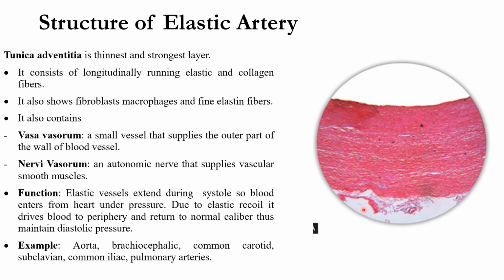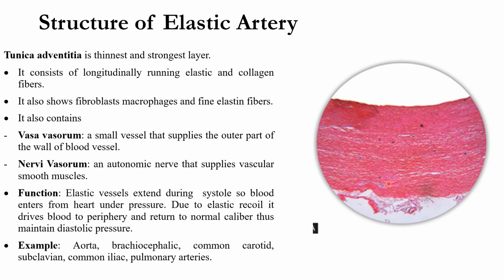And here we should know two structures, vasa vasorum and nervi vasorum. Vasa vasorum are the minute or small blood vessels which supply the walls of large blood vessels like aorta. So in case of large blood vessel like aorta, the tunica adventitia shows minute blood vessels known as vasa vasorum. They supply the tunica adventitia and outer part of tunica media. Also nervi vasorum is present. It is the autonomic nerve that supplies the vascular smooth muscle and it causes vasoconstriction. So the sympathetic innervation causes vasoconstriction.